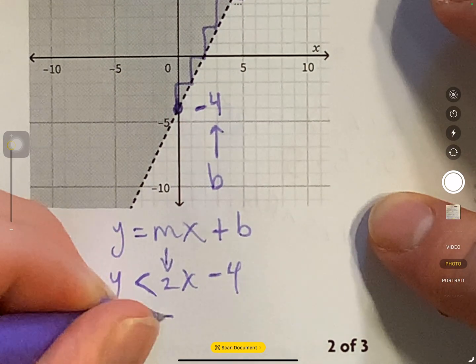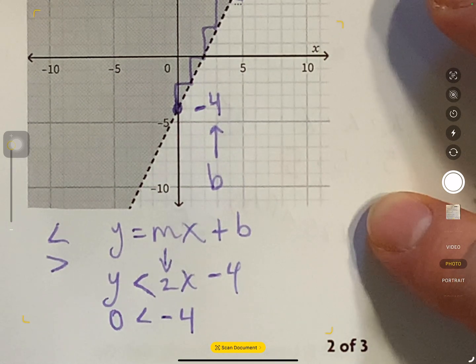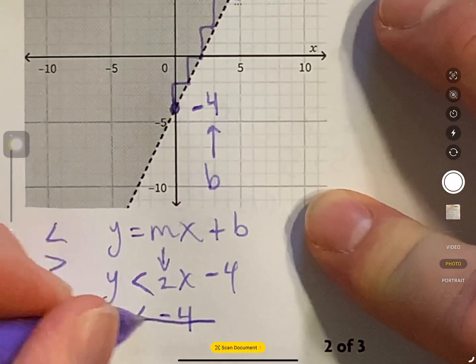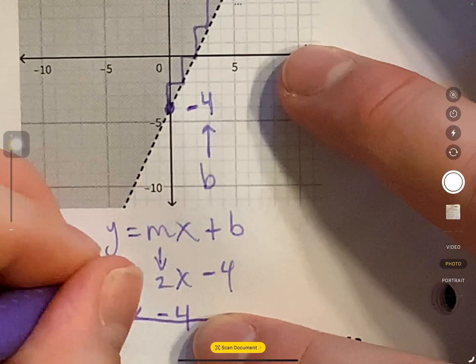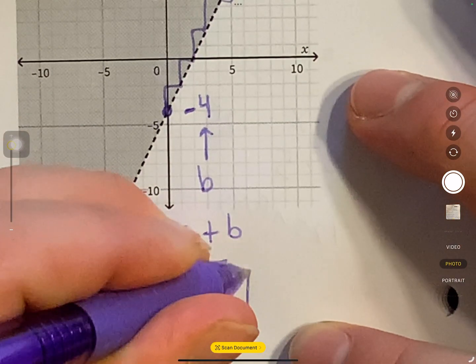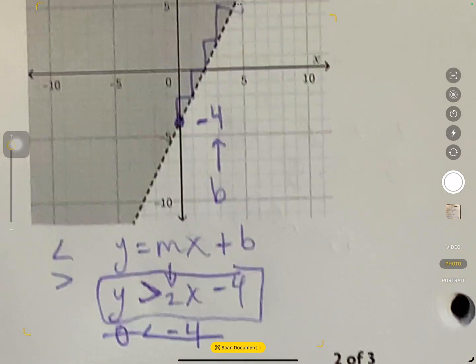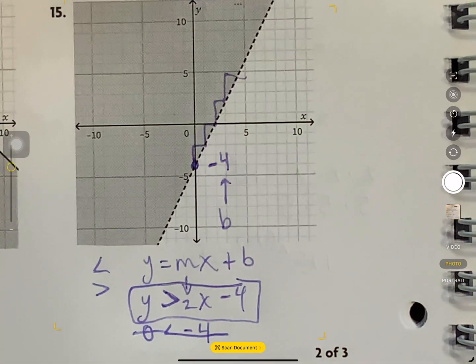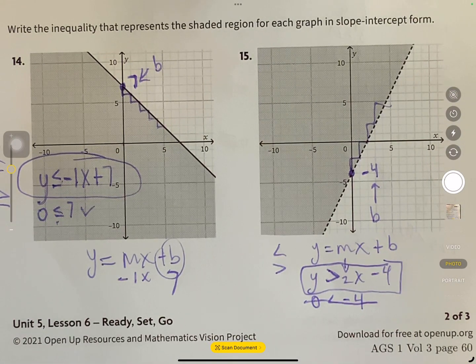Is 0 less than -4? It's actually not less than -4. So this is out, which means it's not a less than. It's a greater than. And that's the answer. Y is greater than 2x minus 4. Pause it there if you need it. I'll let you see all of it so you can get a good look at it.